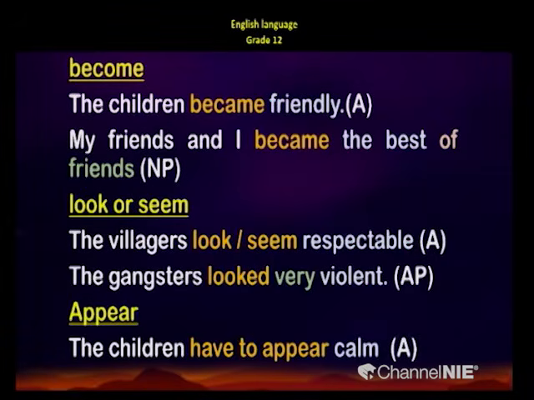Then become. The children became friendly. Again, there is an adjective. The verb is became, past tense of become. My friends and I became the best of friends. Look or seem. The villagers look or seem respectable. The gangsters looked very violent. Looked violent. Very, the adverb, has come in between. The children have to appear calm. So the verb appear, and after that we use the adjective calm.